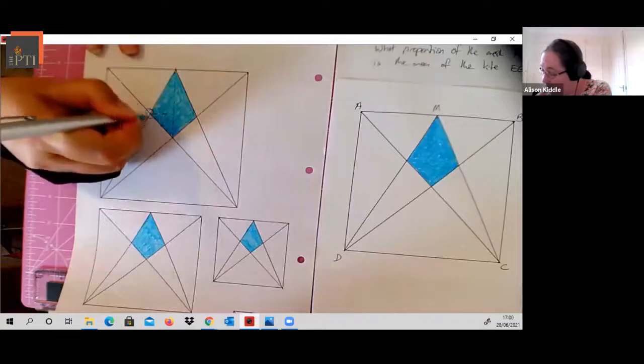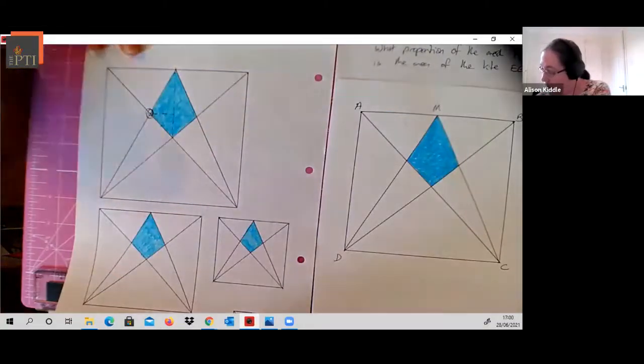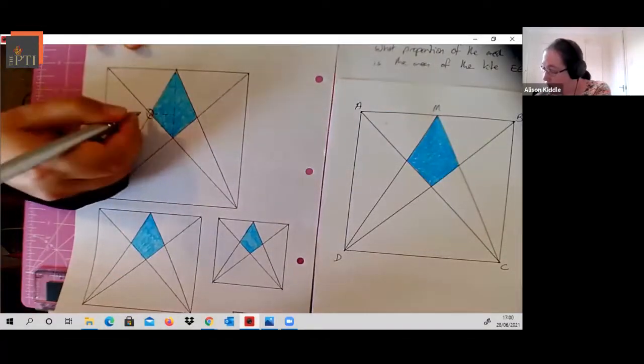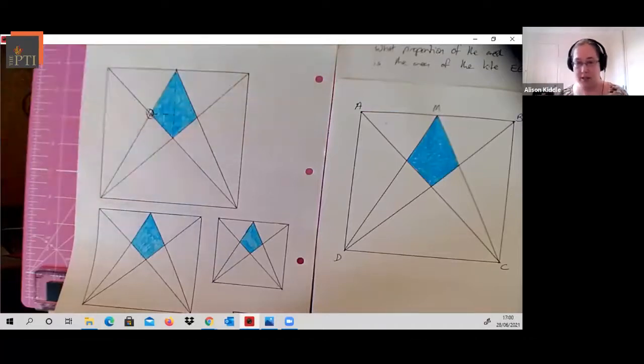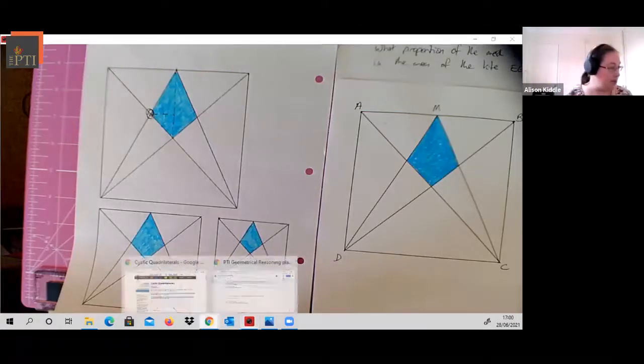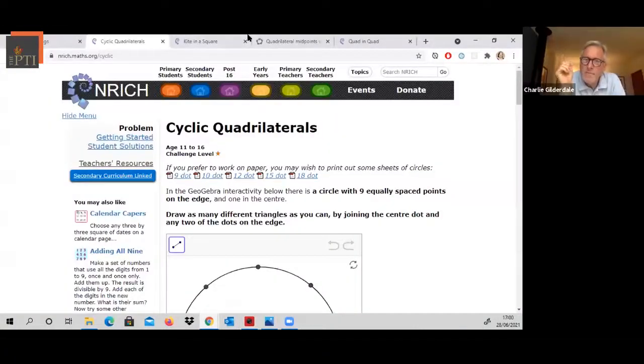But I really want to know what that point of intersection is just there. I could work it out by counting squares, but I might like to think of some other geometrical ways of doing it. So what I'm going to do is show you what we've done with this problem on the Enrich website.